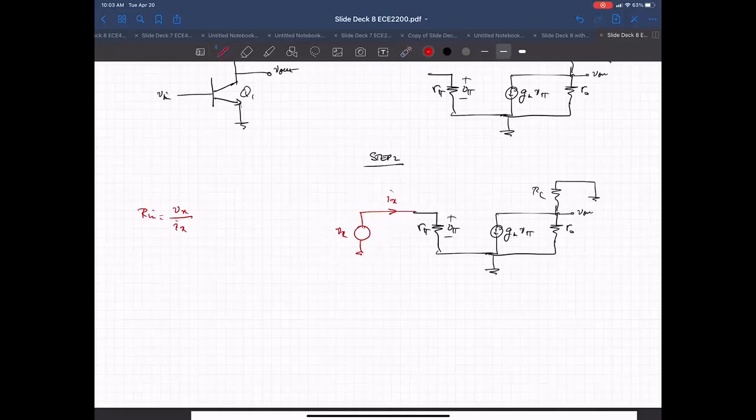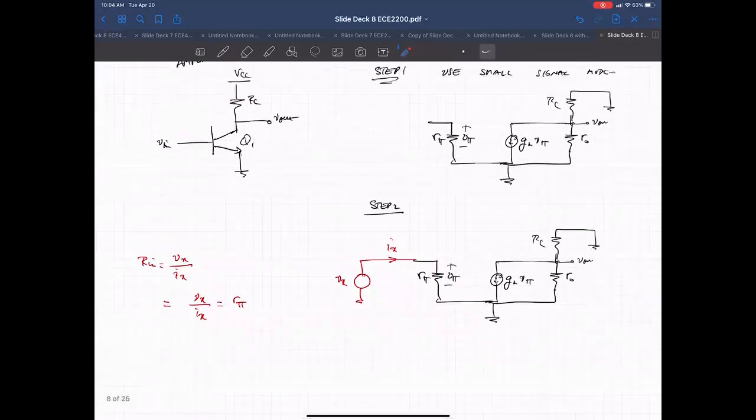Okay, so what would this look like? When we look at this circuit, this input is all your voltage source sees. Notice this point is grounded. So basically this input sees this R sub pi resistance. So our input resistance, V sub X over I sub X, is equal to R sub pi. That's our input resistance in this stage. It's pretty simple. It's just R sub pi.